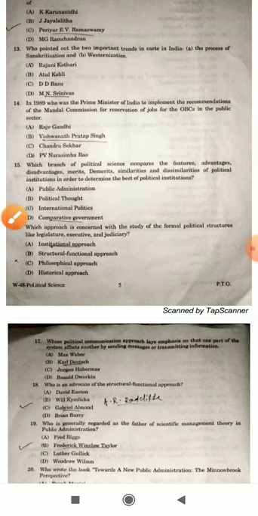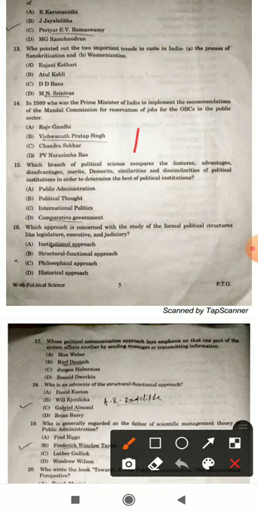Question number 14. In 1989, which Prime Minister of India implemented the recommendations of the Mandal Commission for reservation of jobs for the OBCs in the public sector? Answer is B. Vishwanath Pratap Singh.